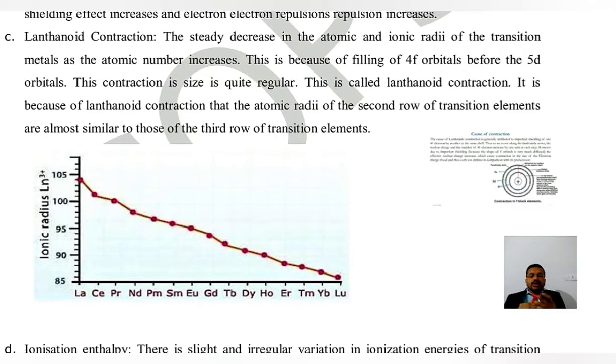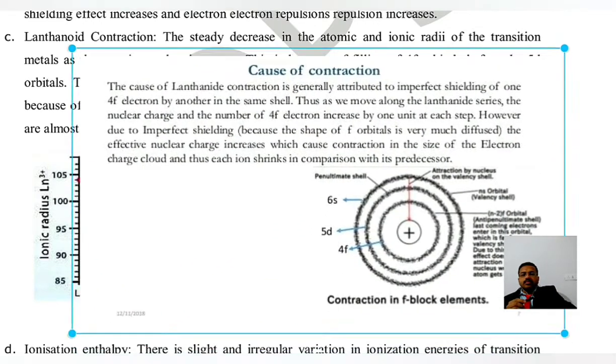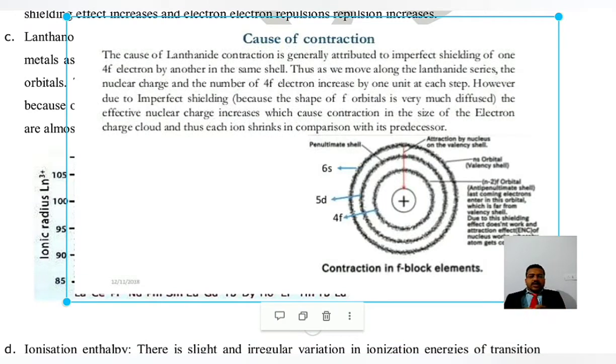But in addition to the normal decline in the atomic and ionic radius, the lanthanoids show another steady decline in the atomic and ionic radius. This steady decline with the increase in the atomic number is called lanthanoid contraction. Lanthanoid contraction can be explained with the help of the shielding effect. In this diagram, we can see the cause of lanthanoid contraction. The cause is generally attributed to the imperfect shielding of 4f electrons. So the phenomenon responsible for lanthanoid contraction is the imperfect shielding exerted by the 4f electrons.